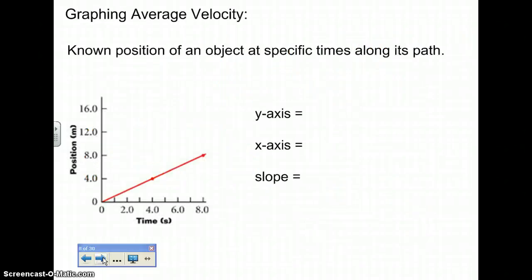Graphing average velocity. Known position of an object at a specific time along its path. So you're going to have a position time graph. So the first thing I would like you to do is title this graph. Don't lose the easy points. Remember your titles, remember labeling your axes, be consistent with your increments, etc., etc. So position versus time.